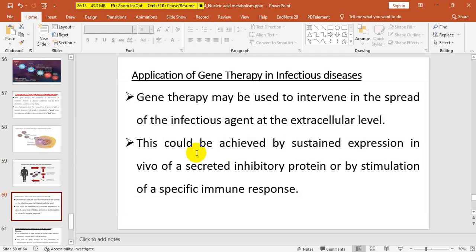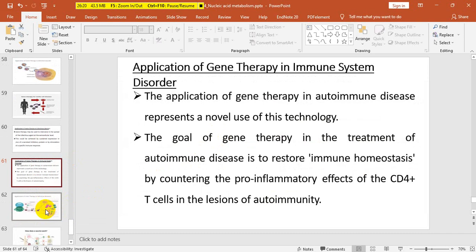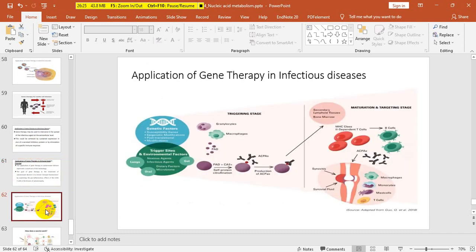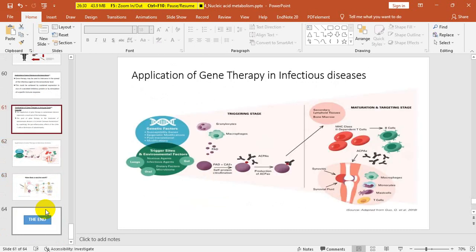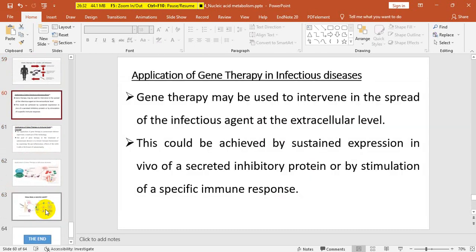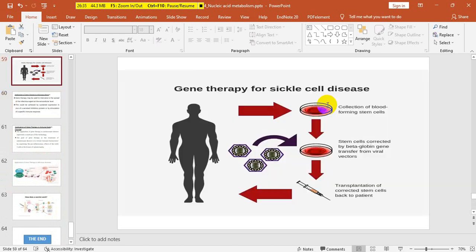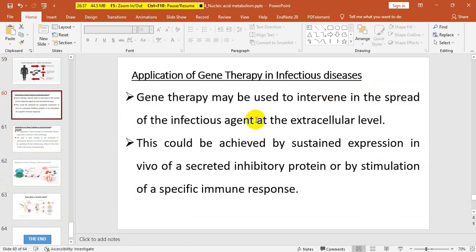So gene therapy, you can go and read the rest. Go and read this. The rest I've explained. Autoimmune diseases and the rest. Application of gene therapy. These are vaccination. I will teach this one in immunology. But let's look at this. Gene therapy may be used to intervene in the spread of infectious agents at the extracellular level. This could be achieved by sustained expression in vivo of secreted inhibitory protein or by stimulation of a specific immune response. So we have those.